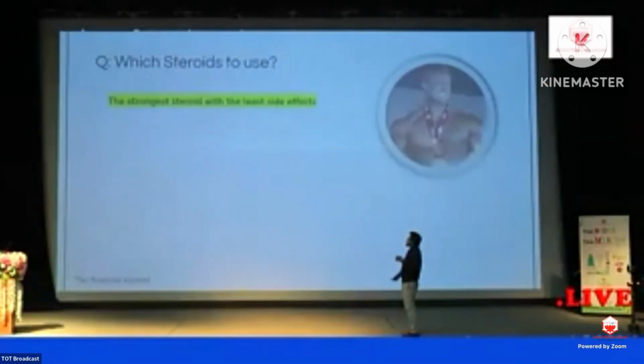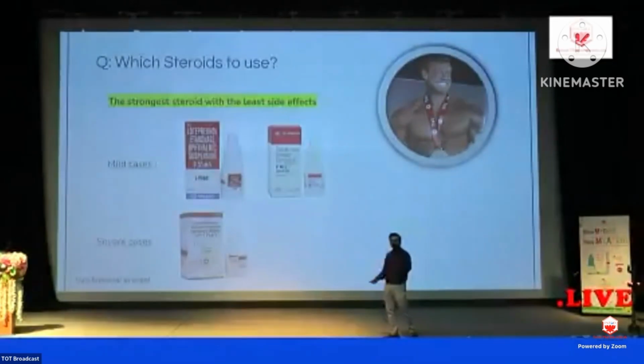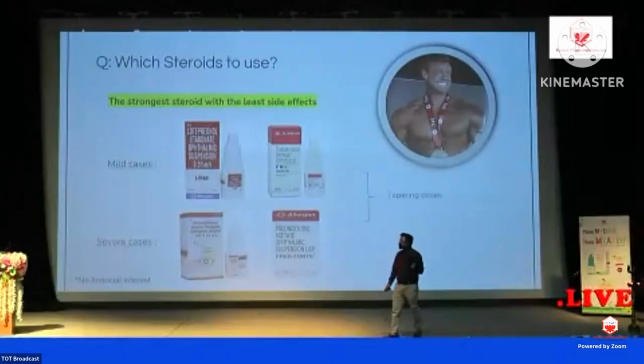So which steroids to use? Well, the strongest steroid with the least side effect is usually chosen. So for mild cases, we can go for loteprednol and fluorometholone, and for severe cases, we can go for dexamethasone and prednisolone in tapering doses.